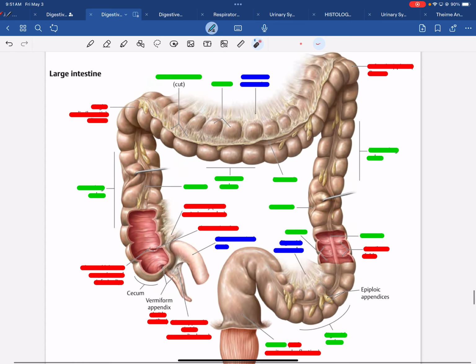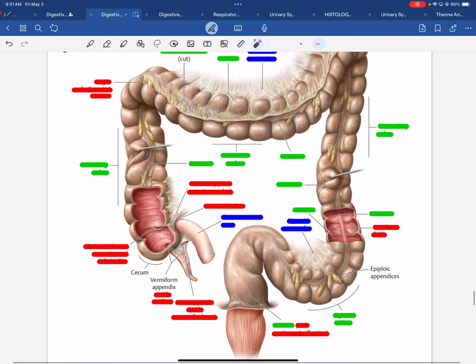Okay. What do the epiploic appendages do? They're not well studied, but what they are is visceral peritoneum with fat inside. So fat storage is at least one thing that they do. But I don't think they really know what these are for specifically. Okay, what's the function of the vermiform appendix?